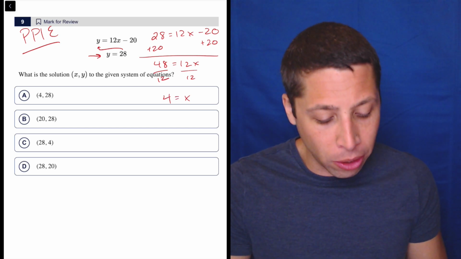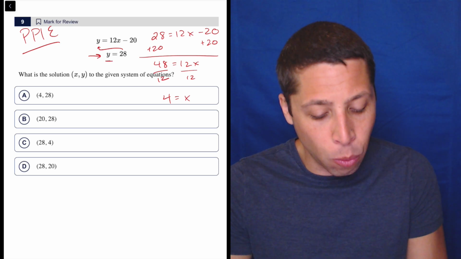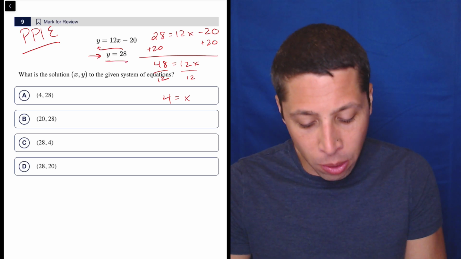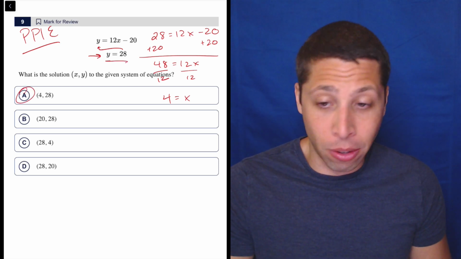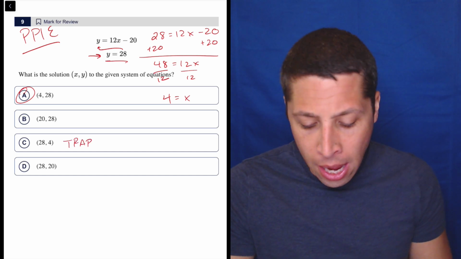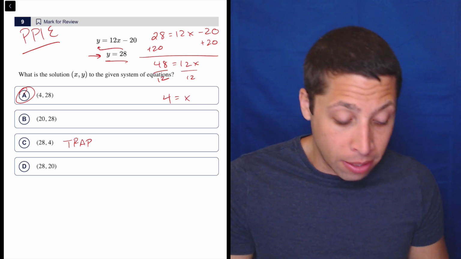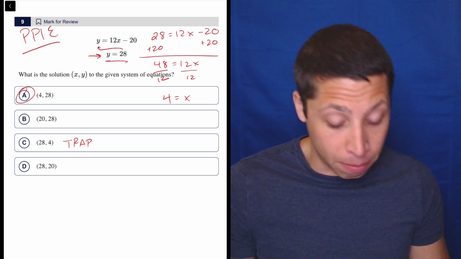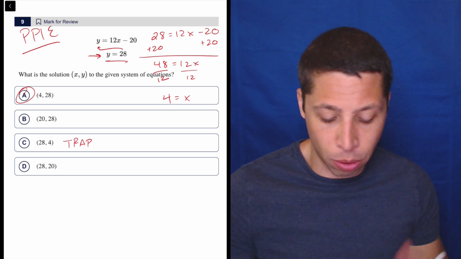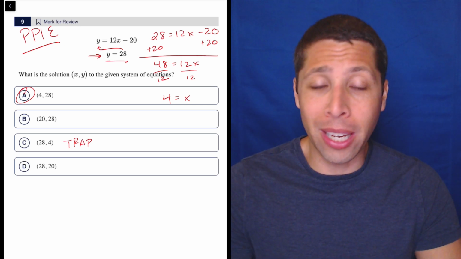So basically, what are we looking for? We're looking for a situation where the x coordinate is 4 and the y coordinate is 28. So here we go. 4 and 28, right? They're in the right order. So this would be a little bit of a trap if we got confused about which order they went in. I would assume that B and D are answers you would get if you didn't quite finish the job here. Maybe you did the algebra wrong, something like that. So I don't know where those choices come from. But you really don't need to be doing very much here.